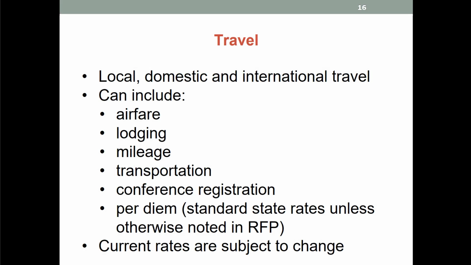Grant budgets can often include travel costs if the sponsor allows. This can be local, domestic, or international travel. During your grants manager meeting, you'll discuss airfare, lodging, mileage, transportation, conference registration, and per diem related to your travel. Standard state rates are used unless otherwise noted by the RFP, and current rates are subject to change.